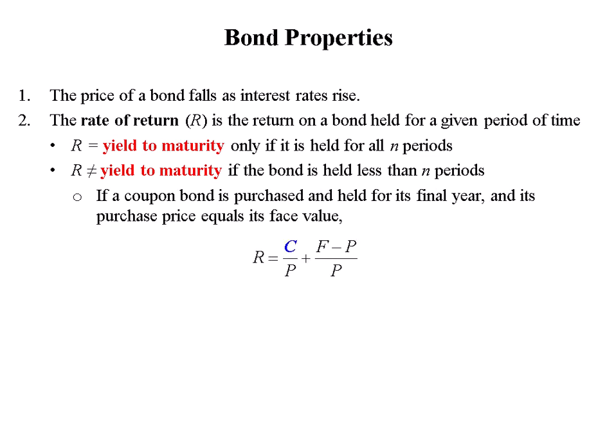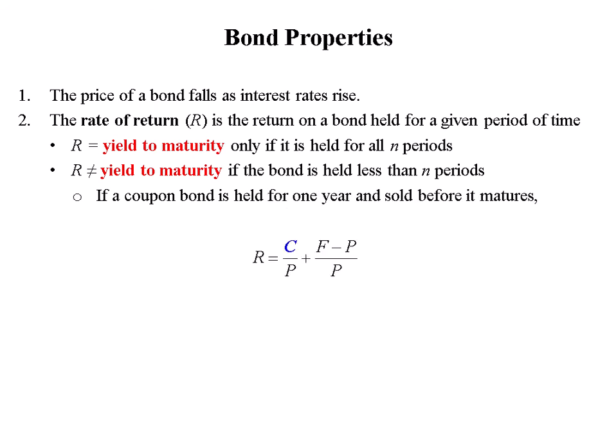If a coupon bond is purchased and held for its final year, and its purchase price equals its face value, then what can we do? We can just replace P with the face value. So if the price happens to be $1,000 and the face value is $1,000, then we can just substitute P with F, right? And then this part is gone. And so the return is the coupon payment divided by the face value. If you remember what that is, that's the coupon rate, because the coupon payment is equal to the coupon rate times F. And when the F's cancel, you're left with just the coupon rate.